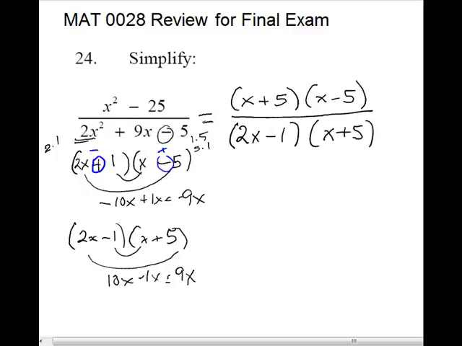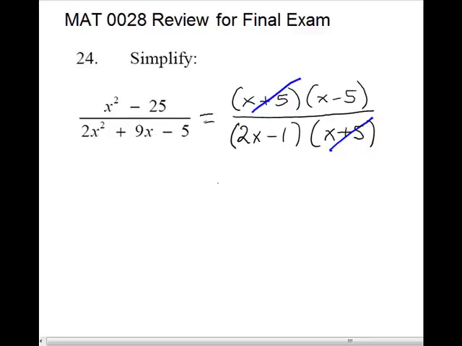Once you have it all factored, the new work is just to divide out common factors. So the pieces that are the same are the x plus 5. That's the part that can divide out. And I'm just going to erase this. So my answer will be x minus 5 over 2x minus 1.